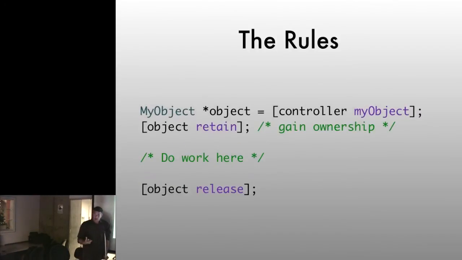What if we want to hang on to it? What if we want to make sure that it doesn't get released out from underneath us? That's our third case. We ask this controller, the target is controller, for my object. We get an object back. We call retain, which gives us ownership of it. That means that if anybody else releases it, it doesn't matter. We've increased the reference count, so if they have correctly paired retain and release counts, we're always going to be plus 1 from them. We can do our work, followed by release. Allocate, copy, retain.